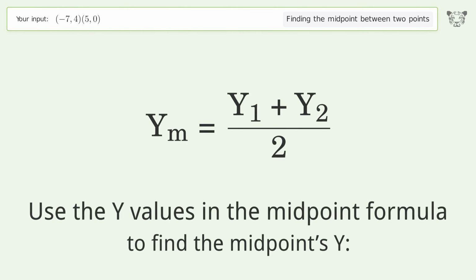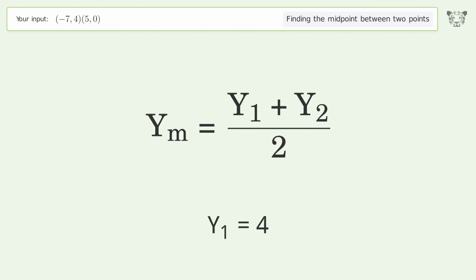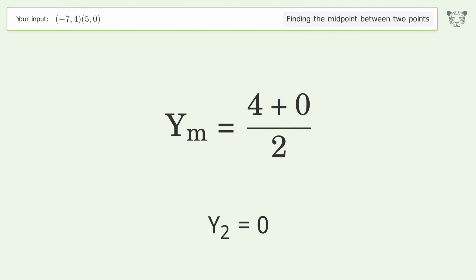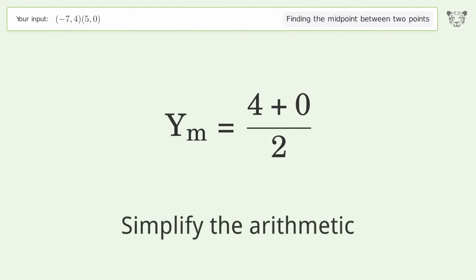Use the y values in the midpoint formula to find the midpoint's y. y1 equals 4. y2 equals 0. Simplify the arithmetic.